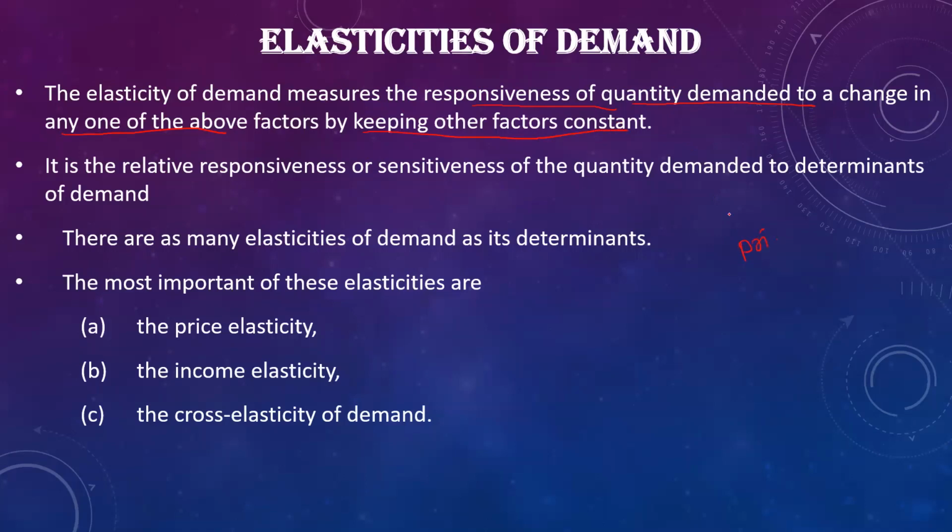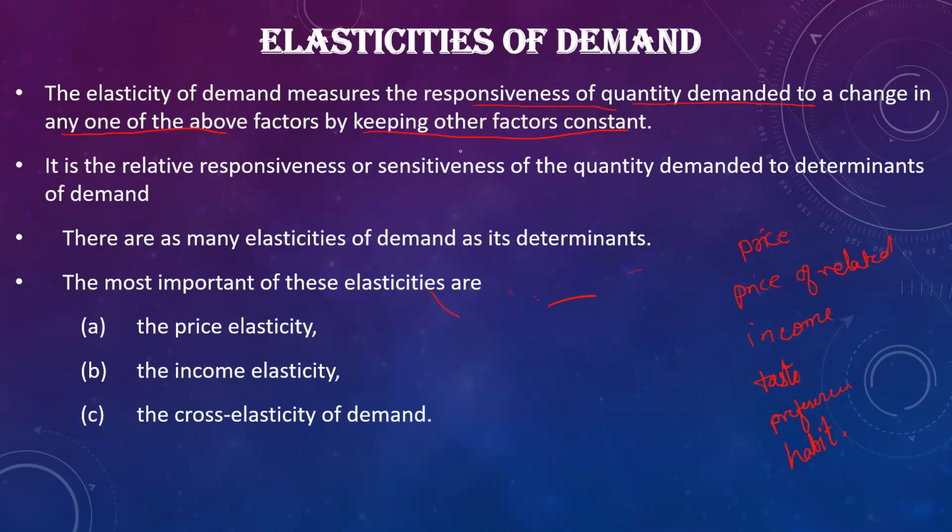So determinants of demand are price, then next is price of related goods, that is, substitutes and complementary goods. Then we have income, taste, preference, habit. So these are the various determinants of demand.